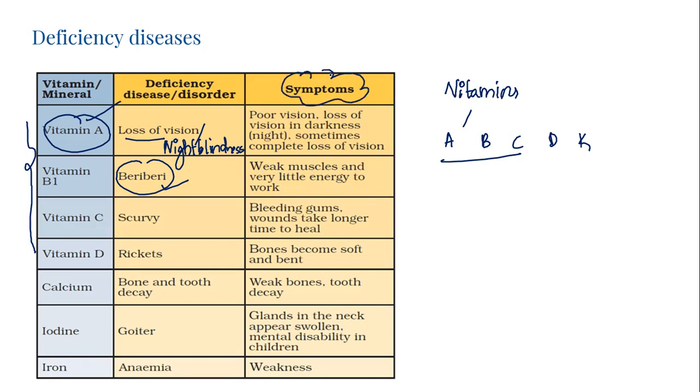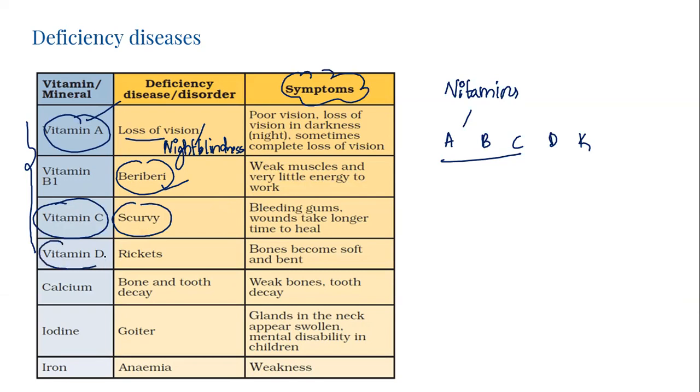Let's say if I'm going to get a fever, I'll be having some symptoms, right? Like body pain, or maybe my nose would be runny if I have a cold. So these are nothing but the symptoms. And the deficiency of vitamin C results in scurvy, and the symptoms include bleeding gums and wounds that take longer to heal.